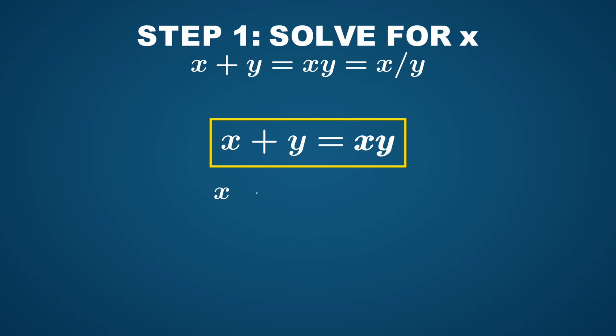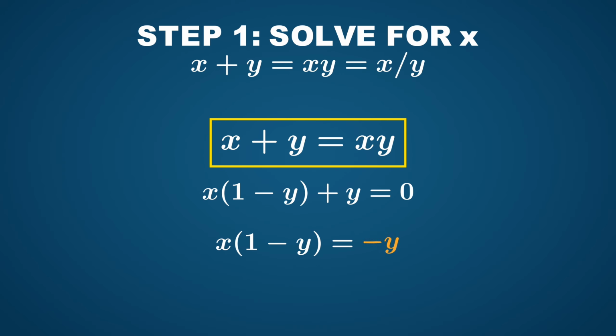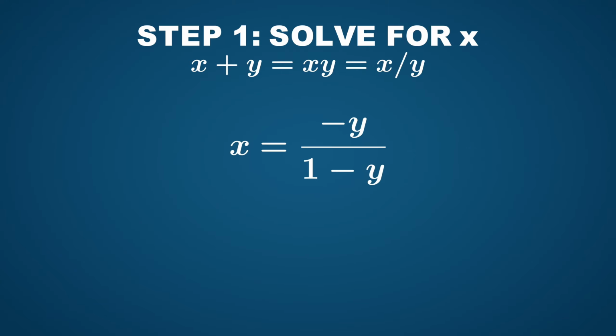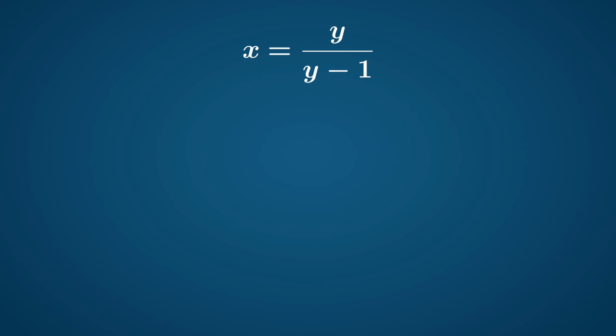We subtract x times y from both sides to get x minus x times y plus y equals 0. We factor out x from the first two terms, giving x times the quantity 1 minus y plus y equals 0. Subtracting y from both sides gives x times 1 minus y equals negative y. We divide by 1 minus y to get x equals negative y over 1 minus y. Multiplying the numerator and denominator by negative 1 gives x equals y over y minus 1.